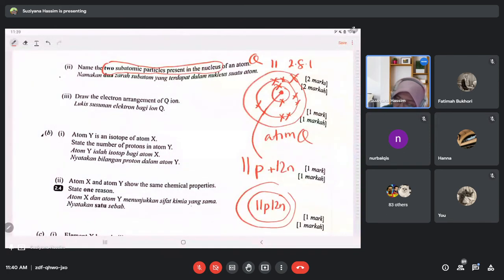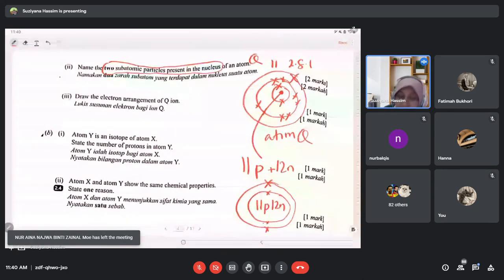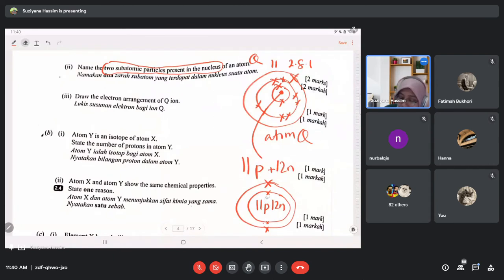Nampak? You kena draw this one, because it's a nucleus. Menunjukkan nucleus. But if you straight away buat 2 di sini, tak ada markah. So, jaga-jagalah ya sayang.